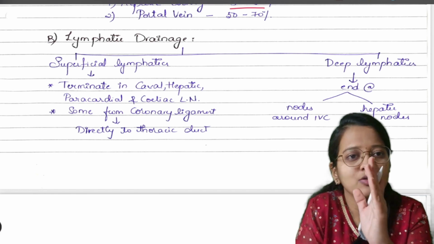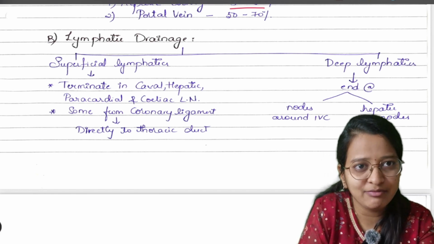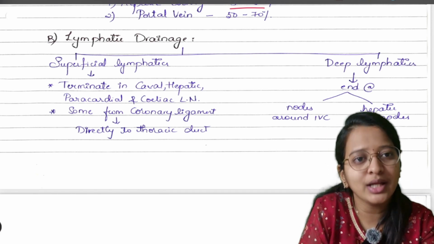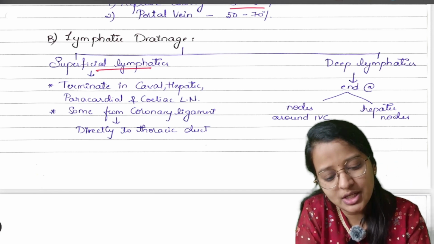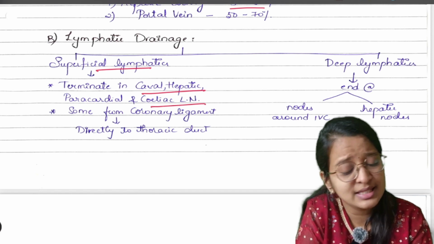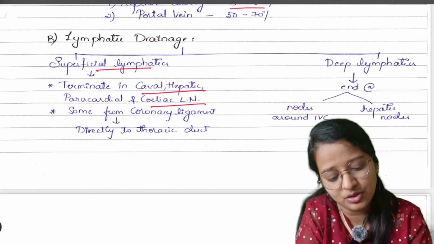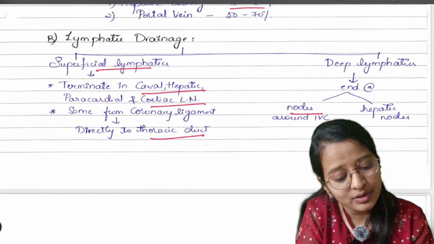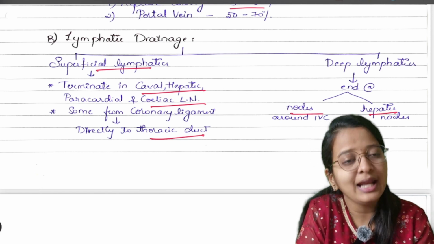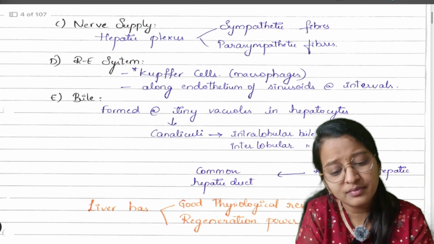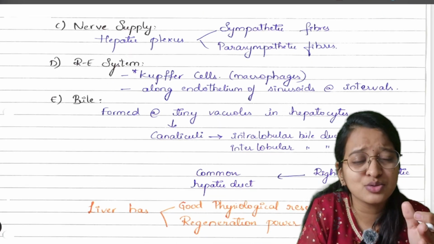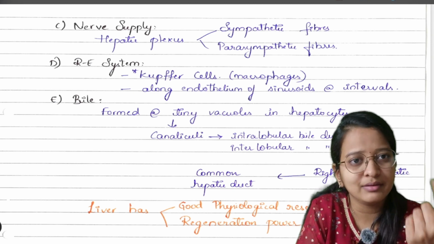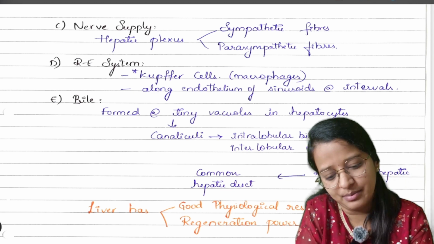It is into superficial lymphatics and deep lymphatics. These lymphatics in turn drain into the surrounding lymph nodes, like the superficial into your caval, hepatic and celiac lymph nodes or directly into the thoracic duct, whereas deep lymphatics drain around the nodes of IVC and hepatic nodes. Nerve supply is hepatic plexus of nerves, which has both the components, obviously the sympathetic and the parasympathetic fibers.